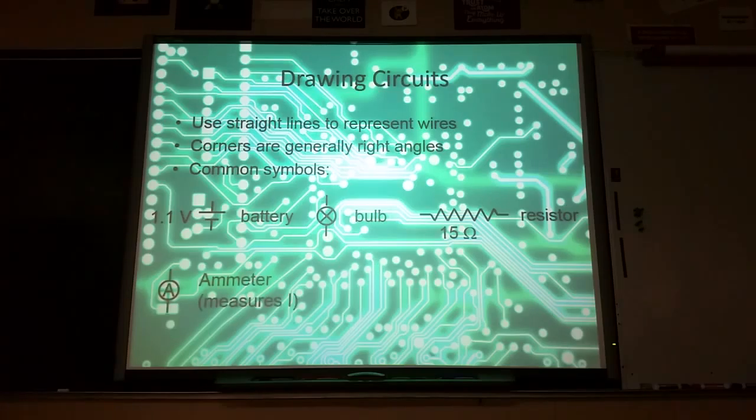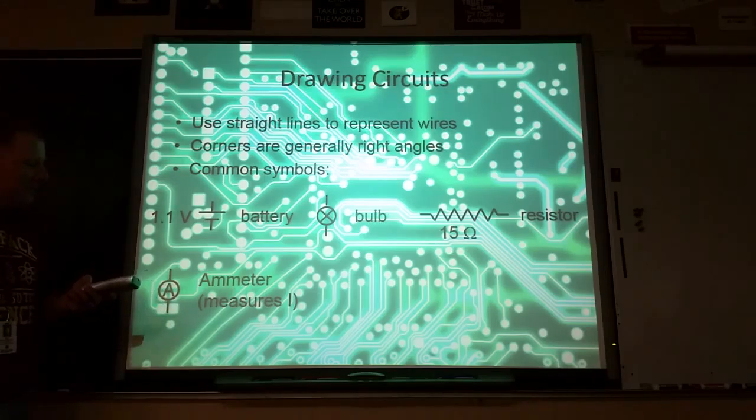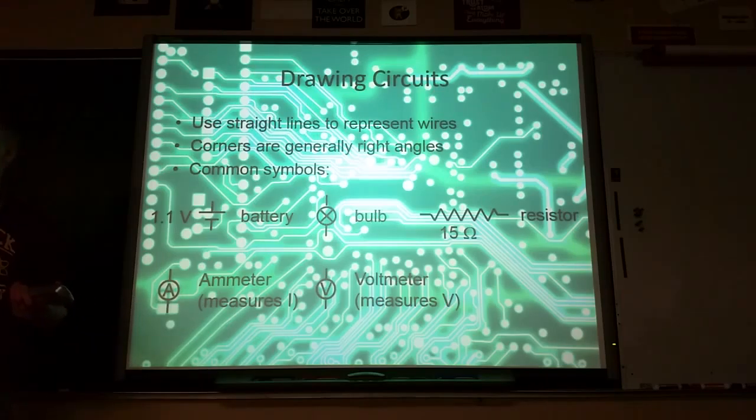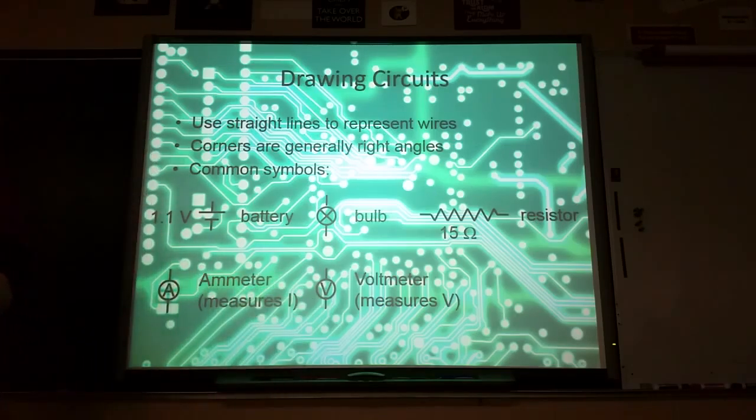We've got an ammeter that would measure current. You would put an A in a circle. And then yesterday we were using voltmeters. That's a V in a circle. So each of those indicates that you want to measure something, either current with an ammeter or voltage with a voltmeter.